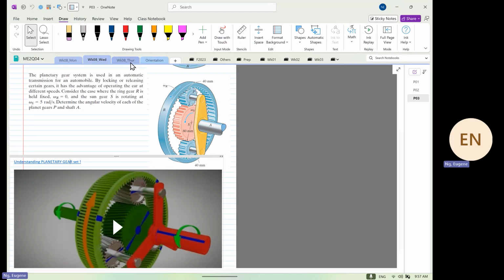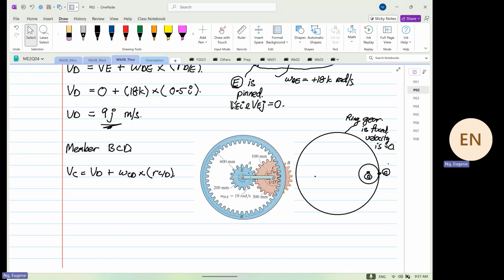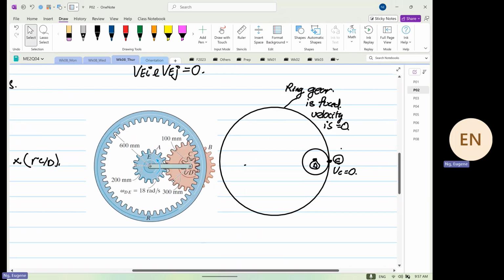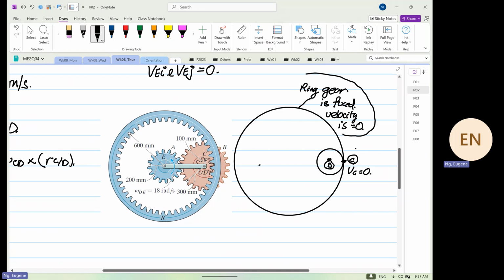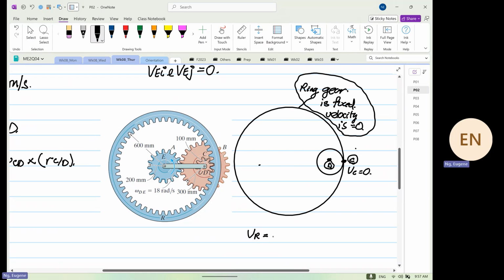So when this is the case, we also know that VC is equal to 0. Are we clear? This is because of this boundary condition over here. And the velocity of the ring gear, VR, must be equal to VC, and this has to be equal to 0. Why? Because the ring gear is fixed.